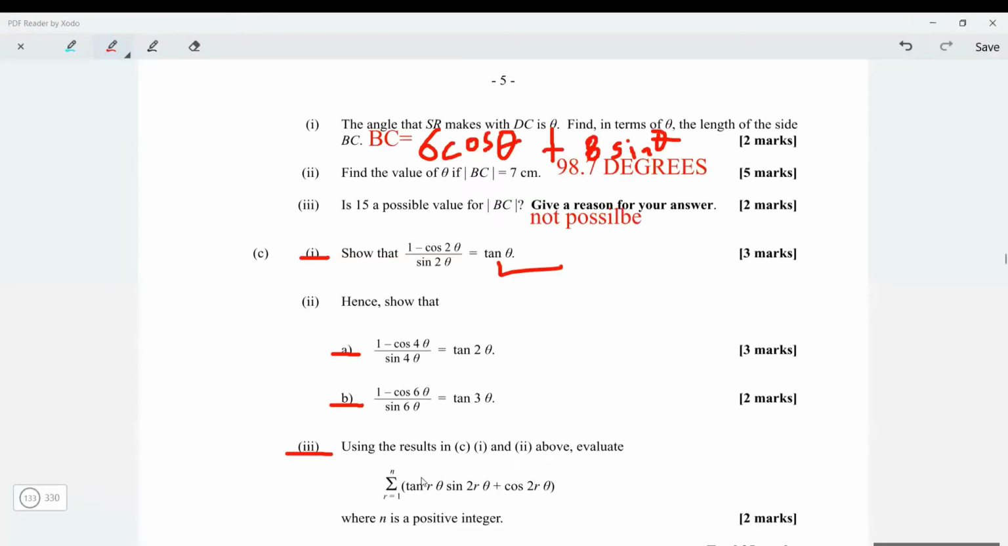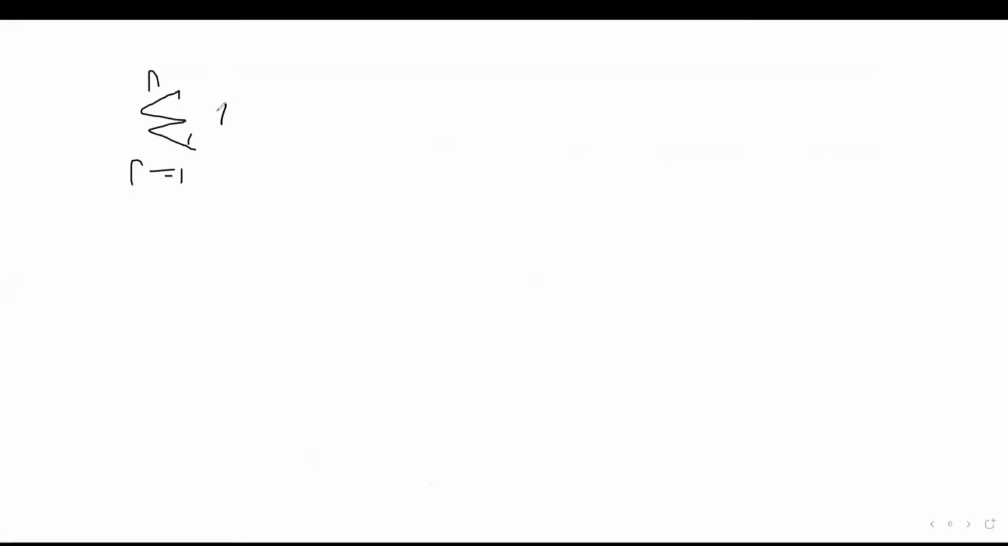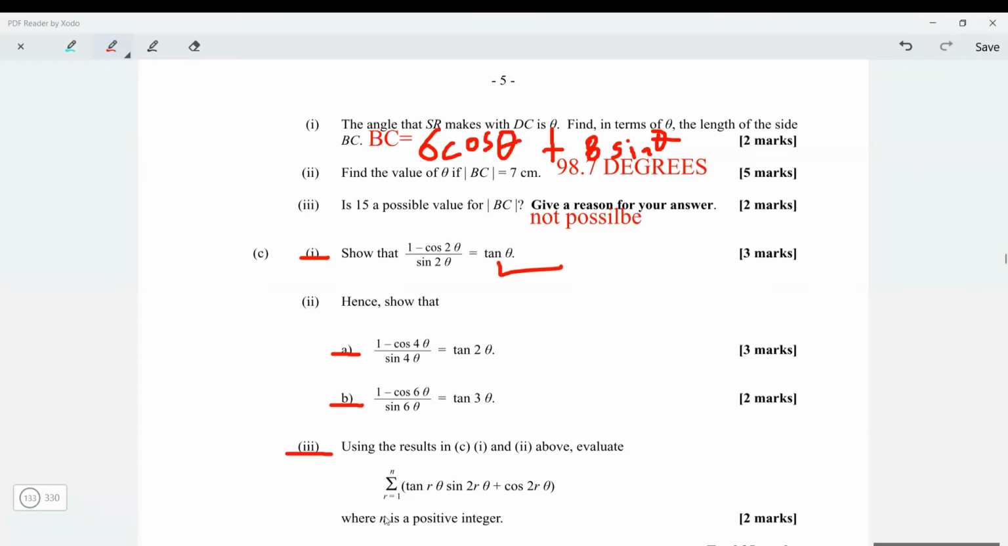We need to evaluate the sum from r equal 1 to n of tan r theta sine 2r theta plus the cos of 2r theta. And don't tell me we're summing from 1 to n. If they say summing from 1 to n, let's see. Yes, we're summing from 1 to n. So let's work this out, Marika.